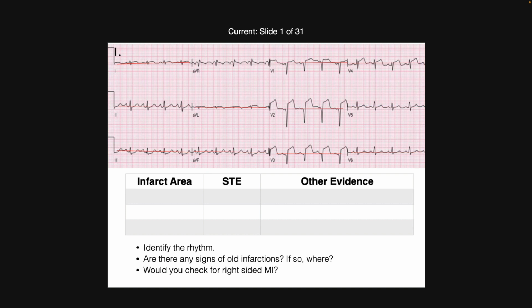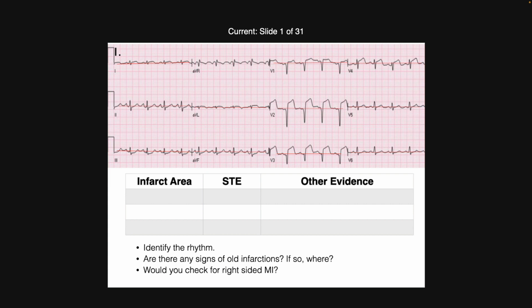No. Okay. And by the way, what's the rate on that rhythm? Probably like it might be around 100. Yeah, I think it's a little bit more. Yeah, I'd say if you use the 300, 150 method, it's on the high side. Yeah, so I think it's a little more accurate. It's not that big a deal, but sinus tach. So all that's really good.